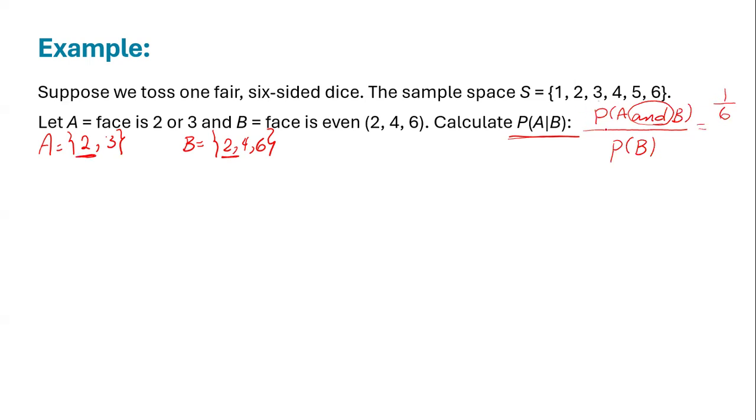Whenever you see P as a probability, you must have a fraction. To find the probability of B, find the probability of having an even number. Okay, we just look at event B. How many outcomes do we have in event B? 3, divided by the sample space, which is 6.